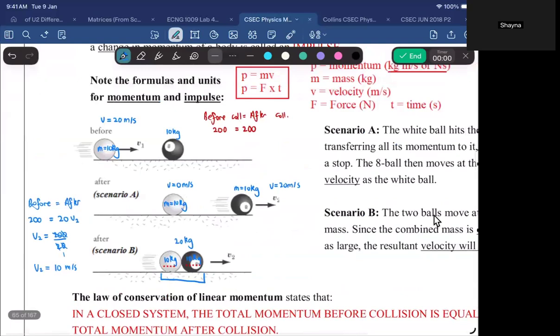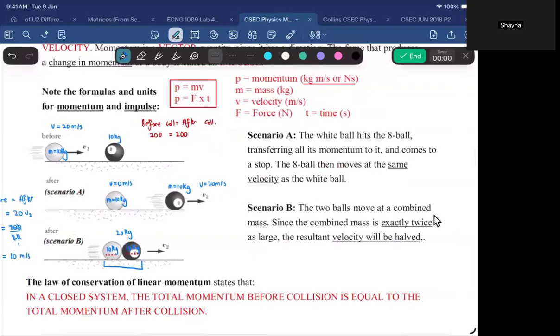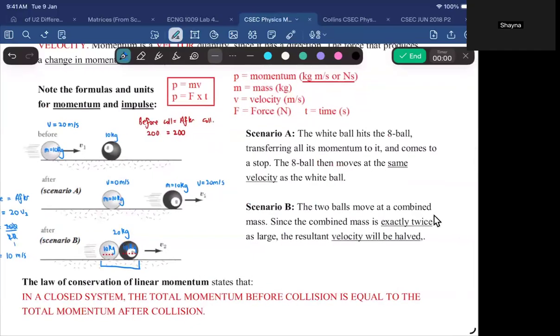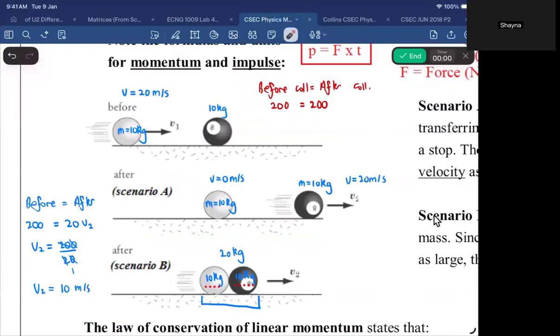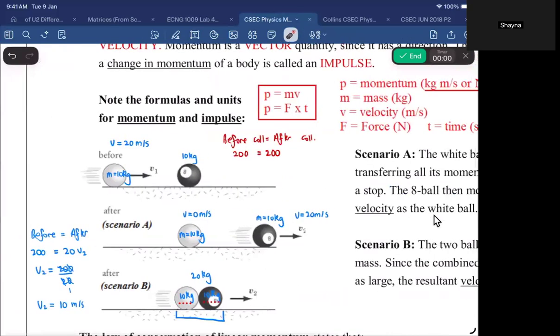Does putting in these figures show that scenario B is correct? It says that since the combined mass is exactly twice as large, the resultant velocity will be half. Did we see this? Yes, sir. Let's observe. What was the initial velocity? 20. What's the final velocity now? 10. What was the initial mass? 10. What was the final mass? 20. Right.